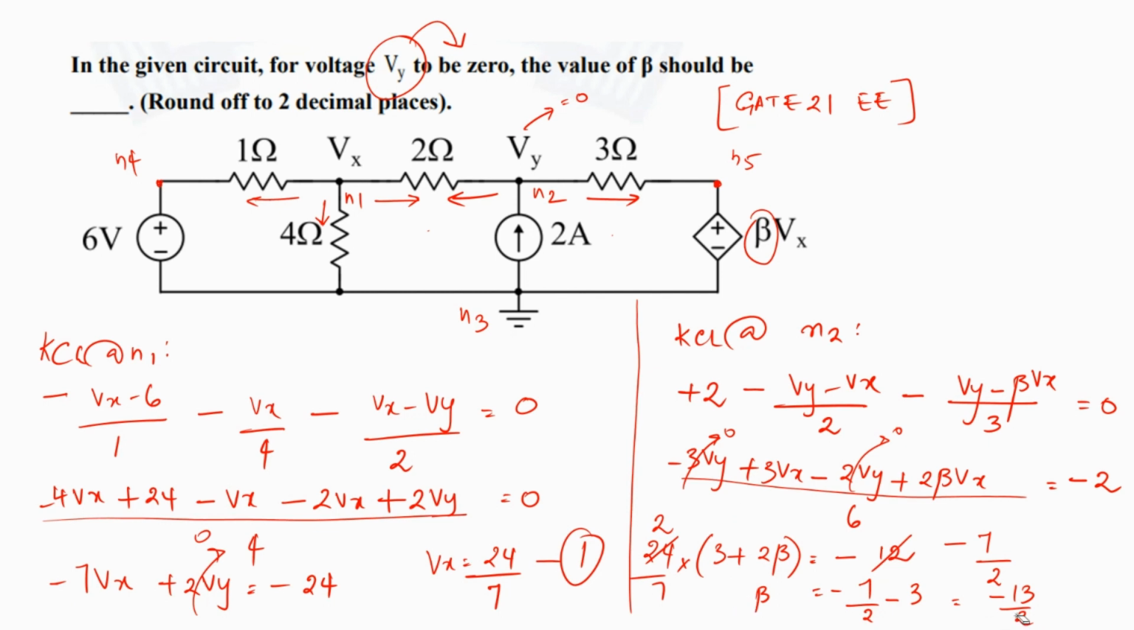So if I rewrite this, beta is equal to minus 13 by 4, which is nothing but minus 3.25. So they've asked us to round it off to two decimal places. So the answer should be minus 3.25. So that should be the value of beta, so that Vy over here is equal to 0. So this was the GATE problem asked in the year 21 in the EE paper.